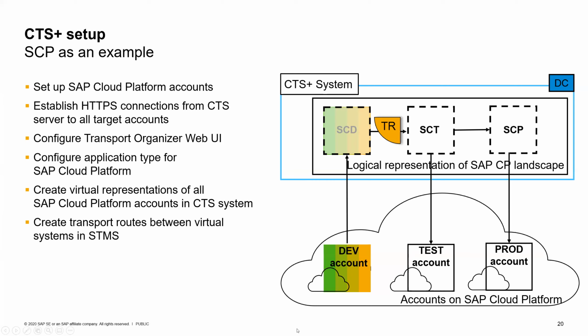In addition, you need to configure an application type for SAP Cloud Platform so that the ABAP system knows what to do with this kind of objects attached to a transport request. And then for sure, you would have to create these representations of your cloud platform accounts on the CTS system and connect them via transport routes. So that's the classical thing that you always have to do.